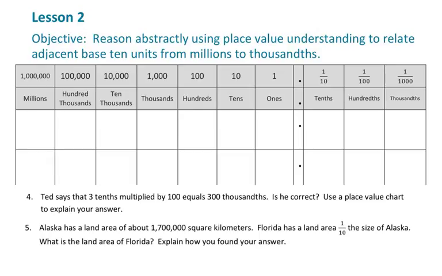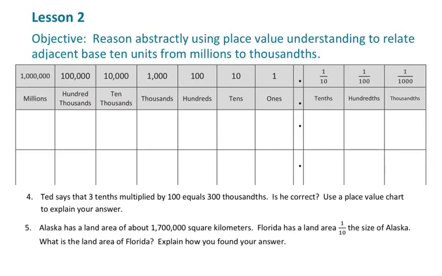This is grade 5, module 1, lesson 2, and the objective for this lesson is to reason abstractly using place value understanding to relate adjacent base 10 units from millions to thousandths. What I have pictured here is a place value chart that the students have been using while they're in class, and I have questions 4 and 5 from the homework.